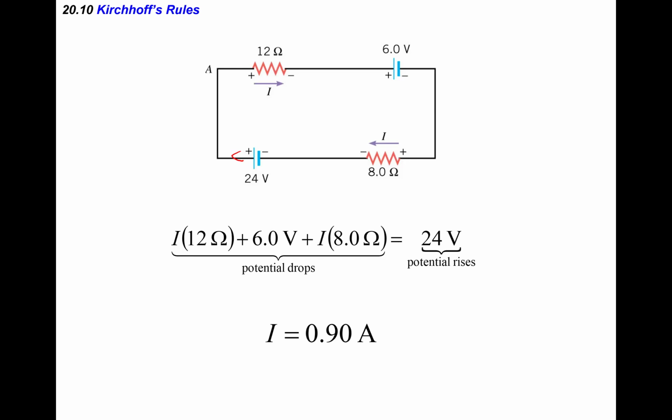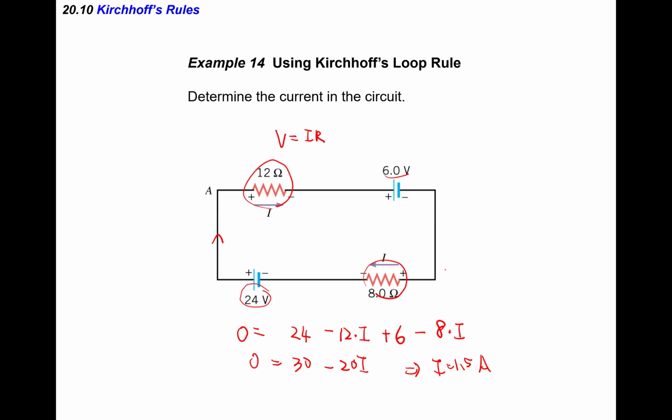Wait, oh, this should be negative. Oh, because the current also goes this way. Oh, this is a negative. Be very careful. It's a negative. And then you should have 18. This is 0.9. Okay, let's go back. This is a potential rise, so it's positive.